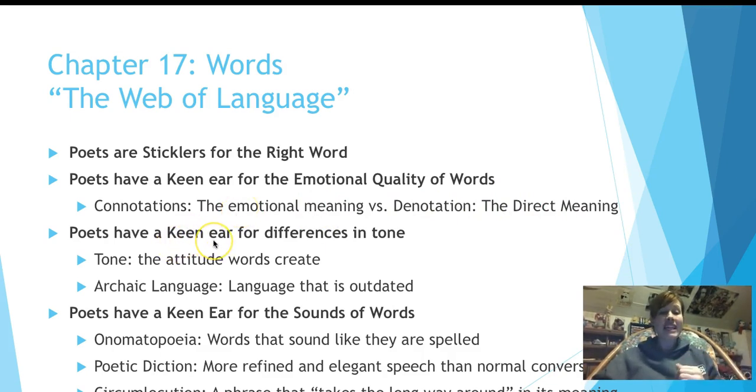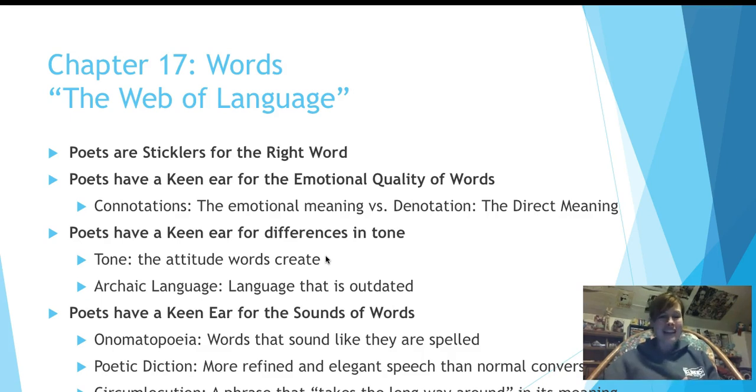And poets have a keen ear for differences in tone. Tone is simply the attitude that words create. The way that a poem's use of words is shaped can change the way that we understand it as we read it. So if a poem is yelling, quote unquote, at you with lots of exclamation points and harsh, attack verbs, then it may set off a different tone as to if it was just like a wandering, rambling poem with just whimsical words and things like that. They have a different meaning and a different attitude they convey.